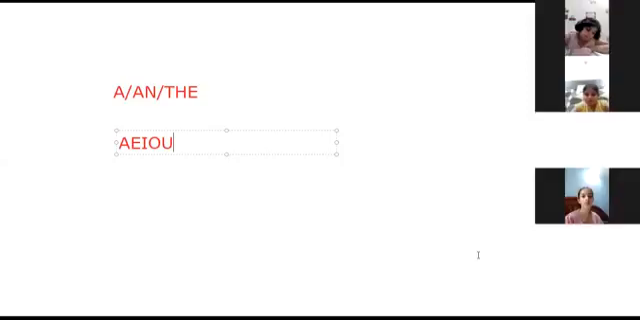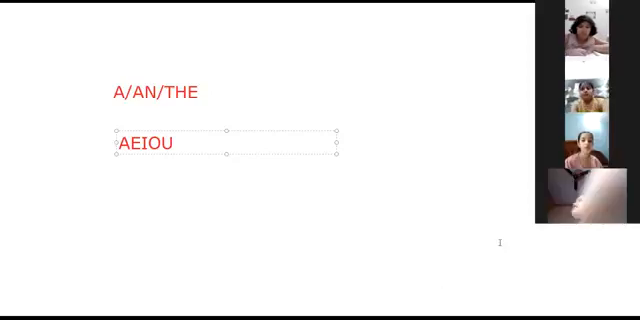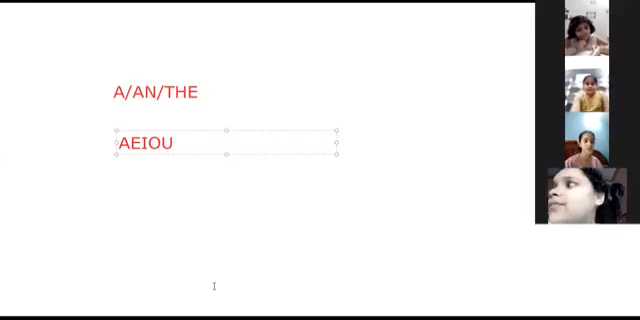Where do we use the? T-H-E, the. Can you tell me where we use the? Okay, I will tell you. We use the with the nouns that have already been mentioned, nouns which we already know.